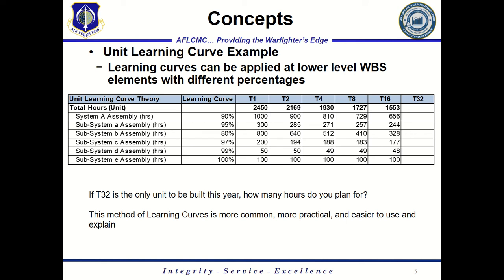With this table, we can ask ourselves, okay, if we're going to buy 32 units, what's the price of that 32nd unit? Or how many hours do we plan for if we're planning for building that 32nd unit? And with this method, we can answer that question, because we know what the learning curves are, and we know what it costs for the 16th unit, so when it doubles, we know it's going to decrease by that specific amount.